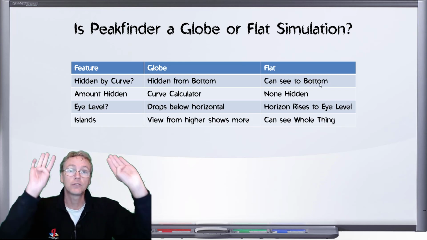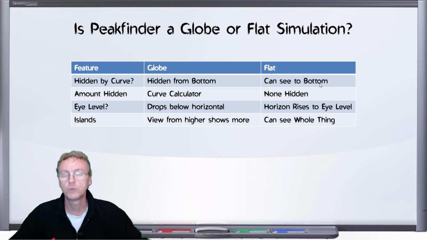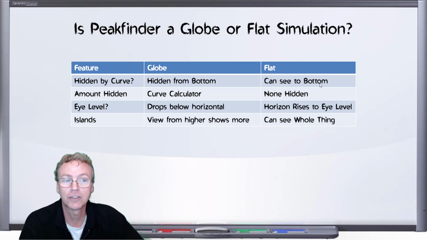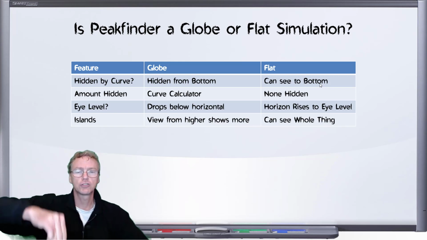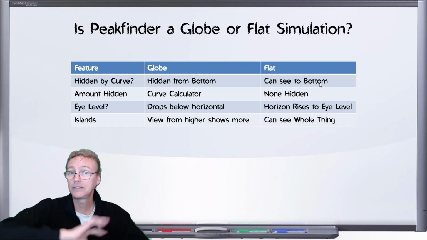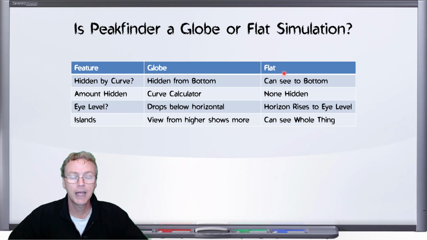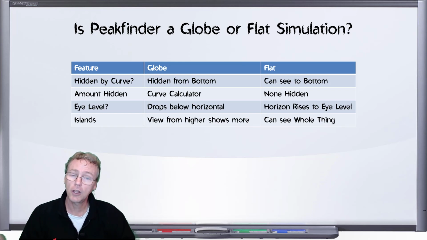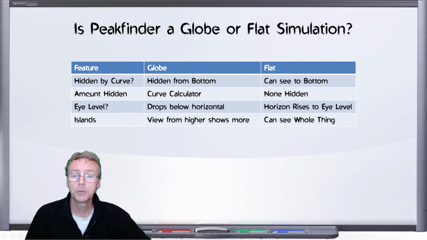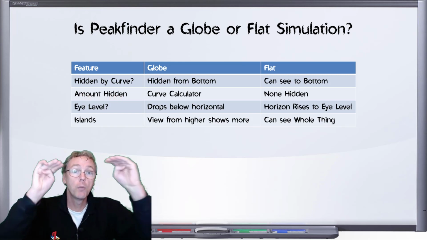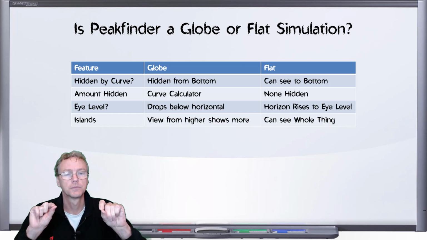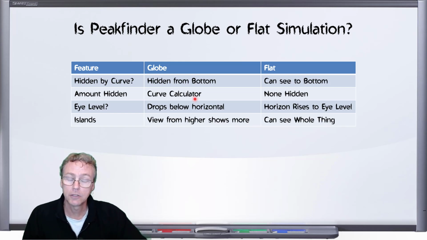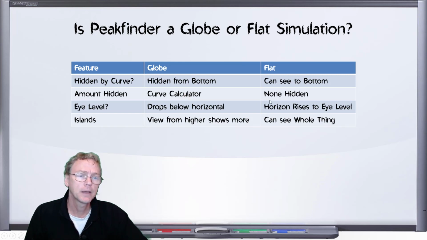If it was flat, then we could see all the way to the bottom of the mountain, or in this example, an island. If we can see all the way to the shoreline of an island at any distance, that's an indicator that it's flat. If the bottom of the island is cut off, that's an indicator that it's a globe simulation. We can get a little more specific and ask how much of that bottom is being cut off. We'll use curve calculators to see what the globe predicts the amount cut off should be. But how about the flat?